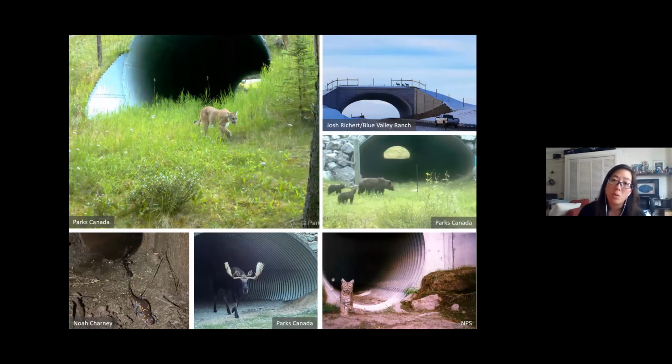So now that I showed you a lot of depressing statistics and a lot of really sad things, I do want to show you that there is hope. There are things that we can do to improve the situation for wildlife connectivity and wildlife movement. And it's being implemented in some places more than others.